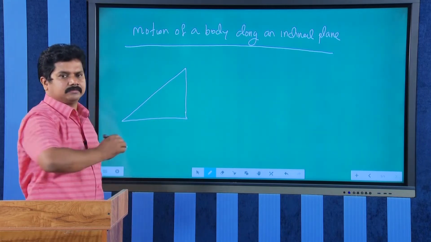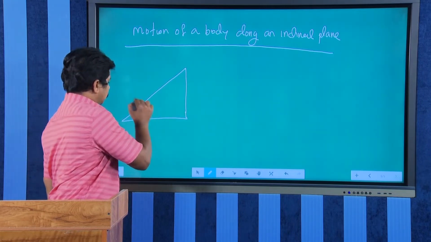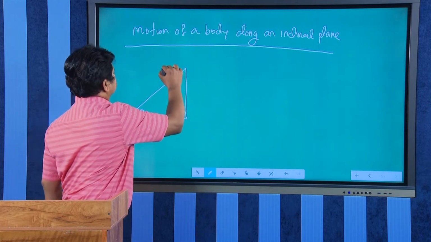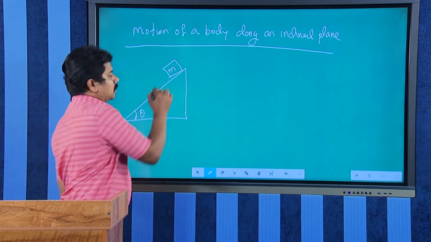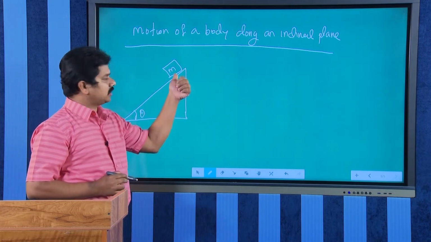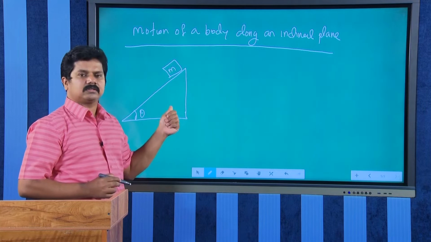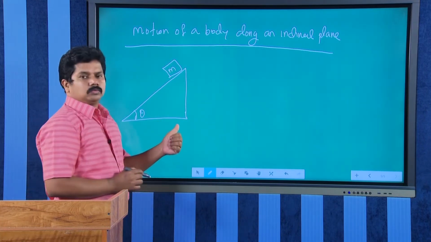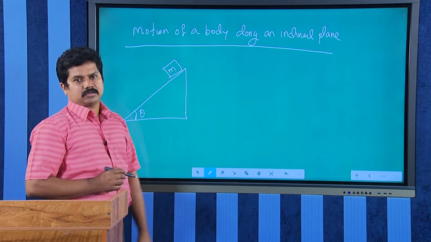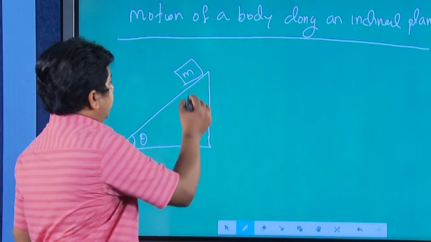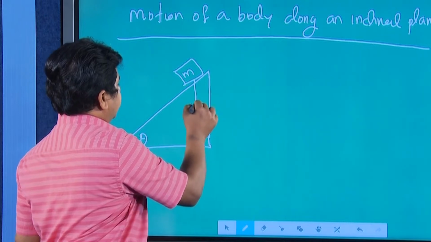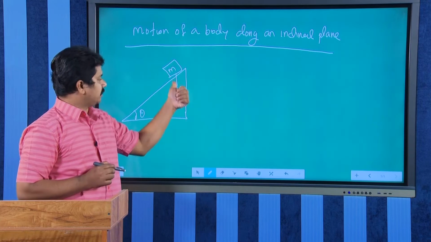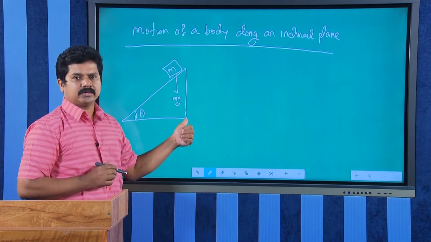an inclined plane, theta is the angle of inclination. We have a block of mass m placed at the top of this plane. Assume that the plane is smooth, there is no friction at all. Now, what are the forces acting on this block? We know mg, gravitational force, will be acting vertically downward, right. So, the gravity mg will be acting vertically down.